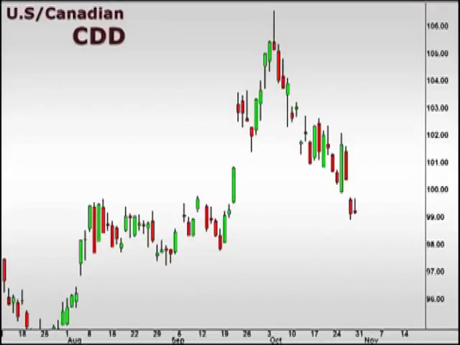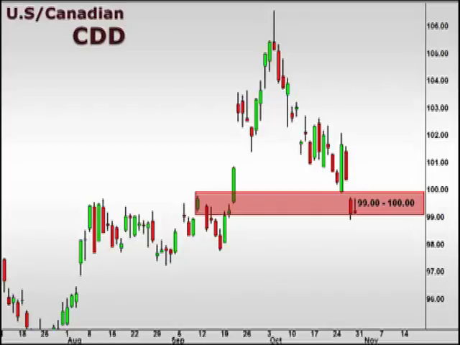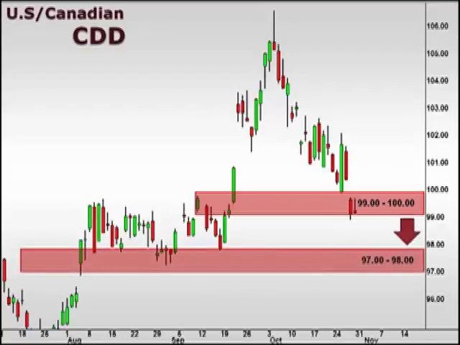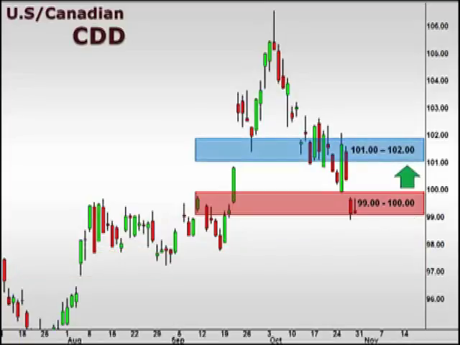Let's take a look at the CDD, the US versus the Canadian dollar. Well, the CDD broke lower to 100 last week, but hovers in the 99-100 focal zone. Failure to hold this key support level will likely yield a move down to 97.98. However, a bounce this week will have us targeting a move into this 101-102 focal zone.